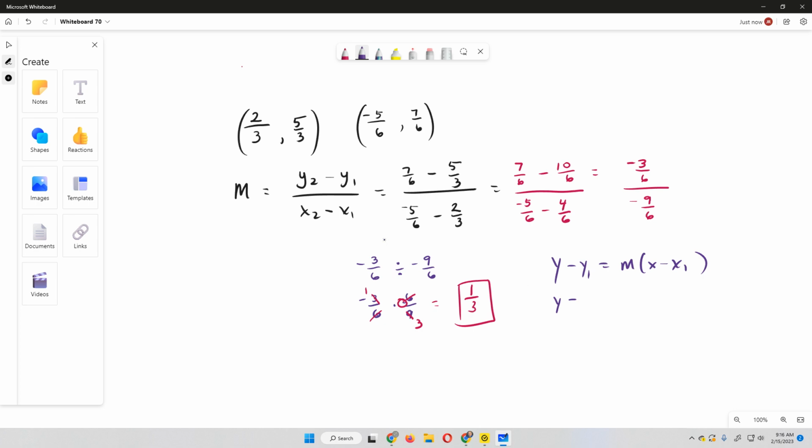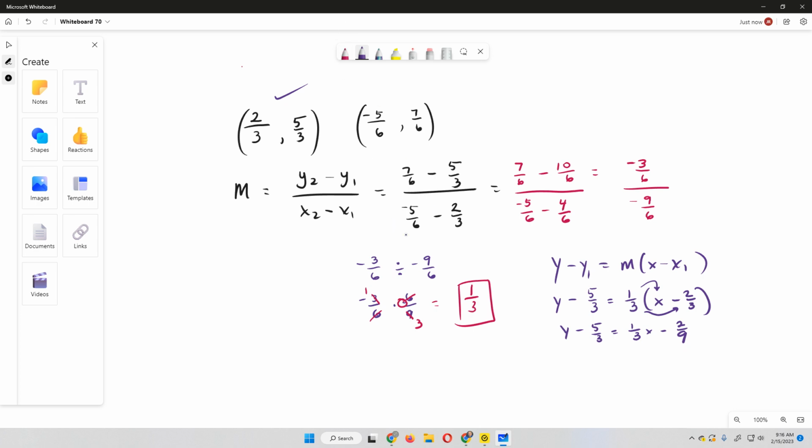We know that y1, if we use this point, is 5/3. So y minus 5/3 equals m, which is 1/3, times x minus 2/3. Okay, so we're going to try to get it into slope-intercept form. So we have to distribute that 1/3. That's going to give me 1/3 x when I distribute that, and this will be minus 2/9.